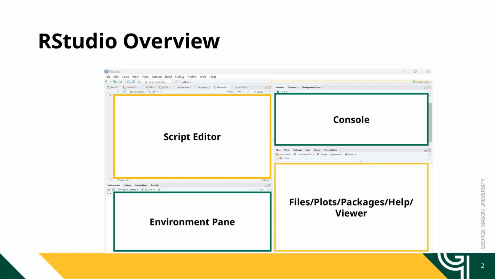In RStudio, there are 4 main sections. Script Editor is where you write and edit your R scripts. The console is where you can run R commands directly. Environment pane is where you can view and manage your variables. Multifaceted pane allows you to manage files, view plots, install and load packages, and access help.